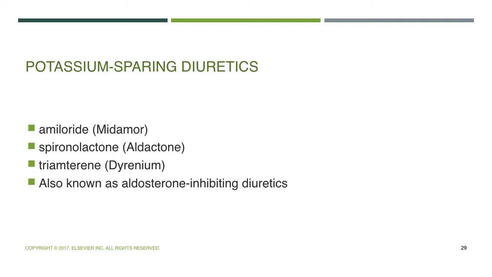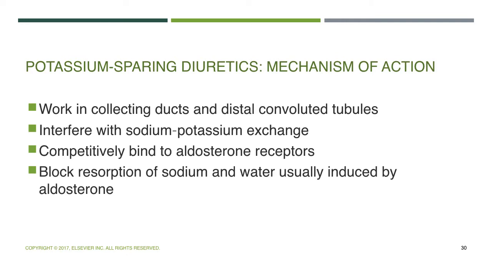Potassium-sparing diuretics include amiloride, spironolactone, and triamterene, and these are also known as aldosterone-inhibiting diuretics. The mechanism of action for potassium-sparing diuretics is that they work in the collecting ducts and the distal convoluted tubules, and they interfere with the sodium-potassium exchange. They competitively bind to the aldosterone receptors and block the resorption of sodium and water, usually induced by aldosterone.